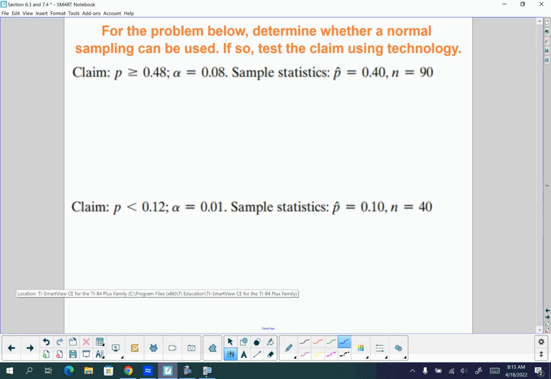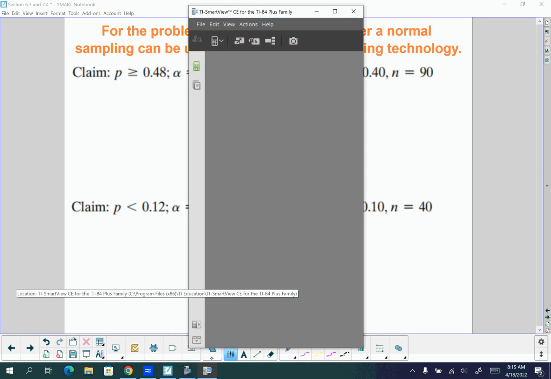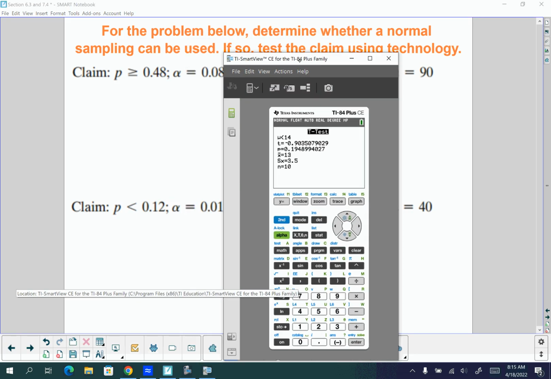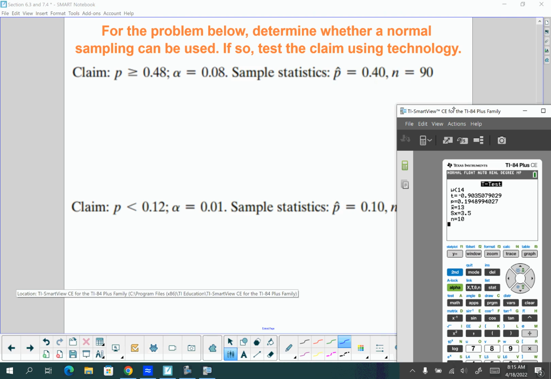Oh, that's the wrong one. There we go. Okay, so here they're giving you enough information. They're giving you the claim, they're giving you the level of significance, and they're giving you a couple sample statistics. They're giving you your p hat and your n is equal to 90.